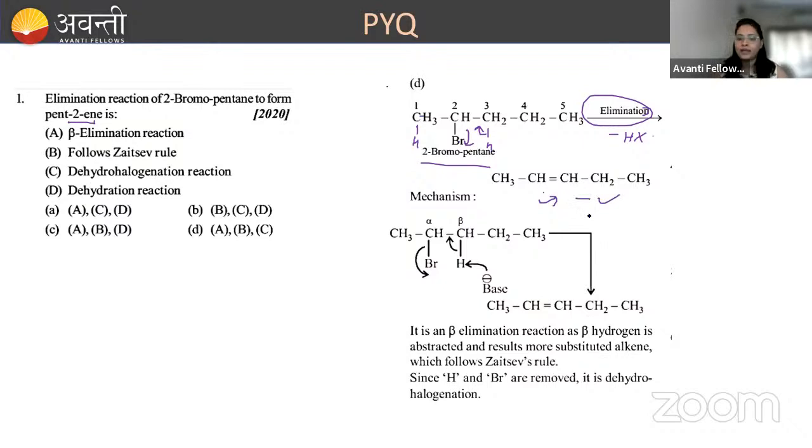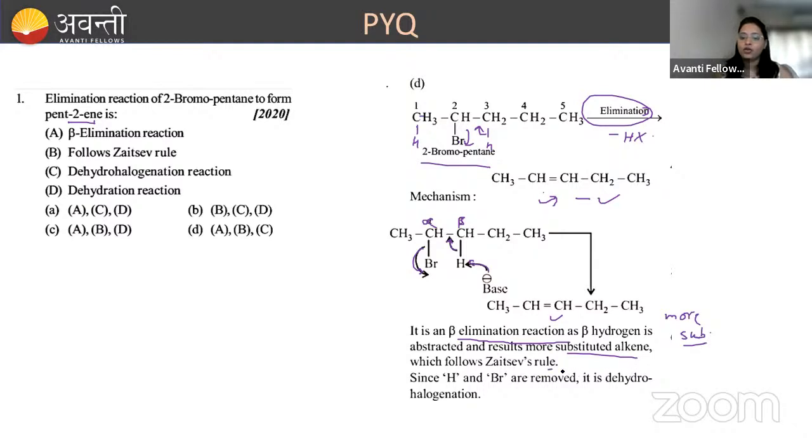So how is the mechanism of this? Here, this is an alpha carbon atom and this is a beta carbon atom. From the beta carbon atom the hydrogen is going. That's why this is known as a beta elimination reaction, as beta hydrogen is abstracted and it results in the more substituted alkene. When the more substituted alkene forms, it is known as the Zaitsev rule. When the less substituted alkene forms, it is known as the Hofmann rule.